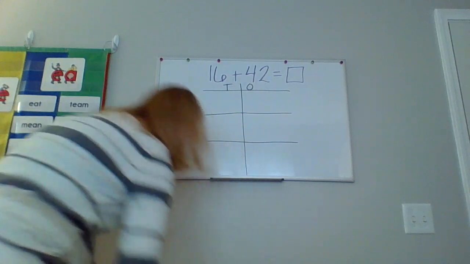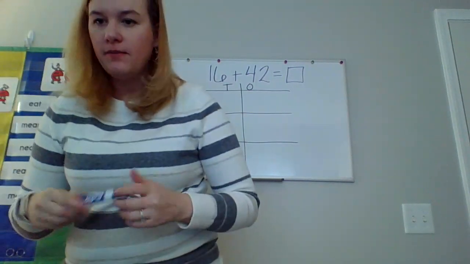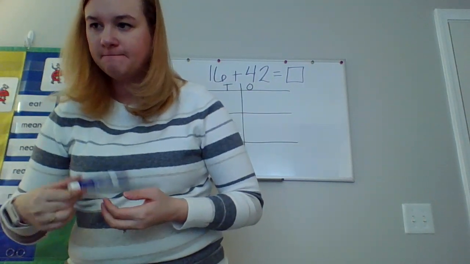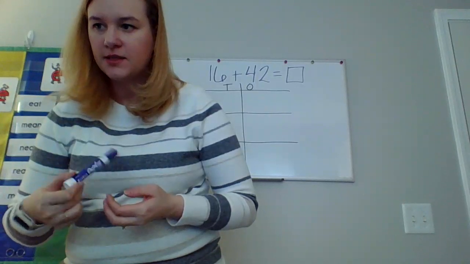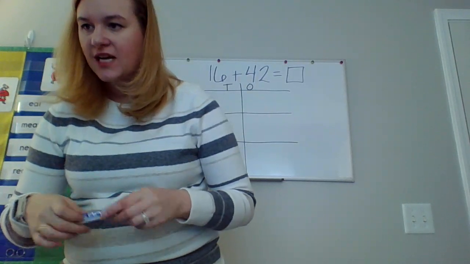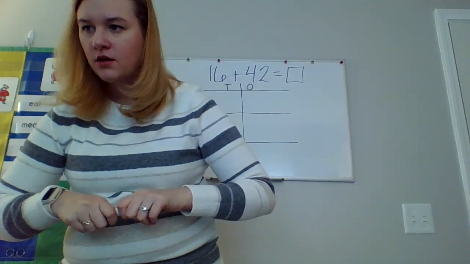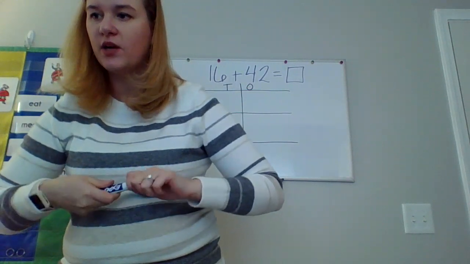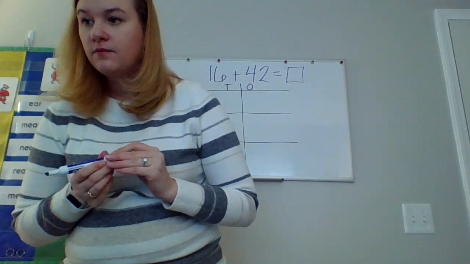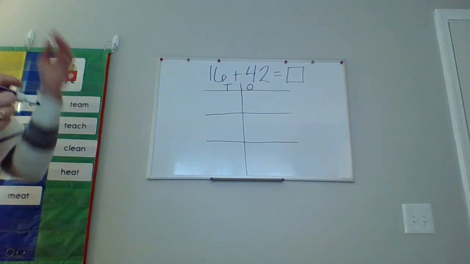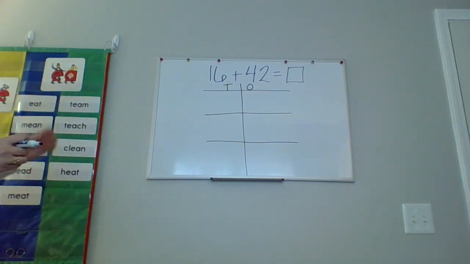Now, I'm going to call on a friend to help me draw 16. Who can help me draw 16? Let me see. Jackson, go for it. Sawyer, go for it. What am I going to draw first? The tens. Nope, I'm going to draw the ones first.